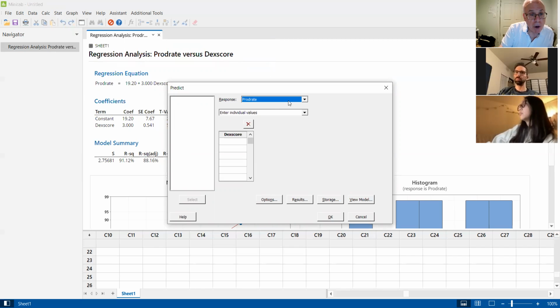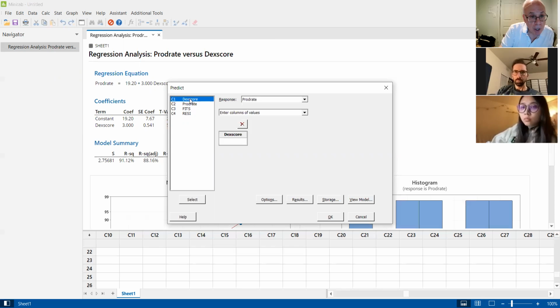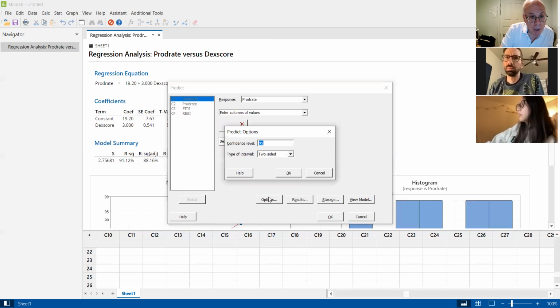All right, so it gives us our y's, right? It automatically puts the y in there for us. Enter individual values. Enter columns of values. So what do we put in here? Our x's, probably, right? Dex scores. So enter columns of, so we'll say Dex score. So I don't know if that works or not. Well, let's try it. Click options here.